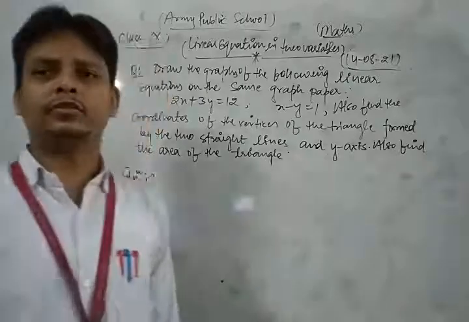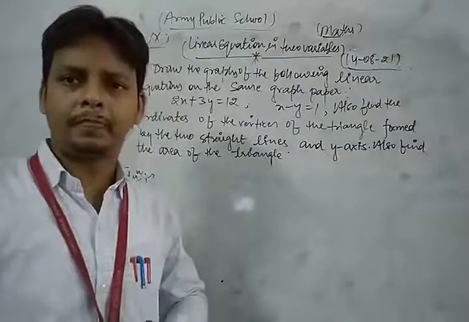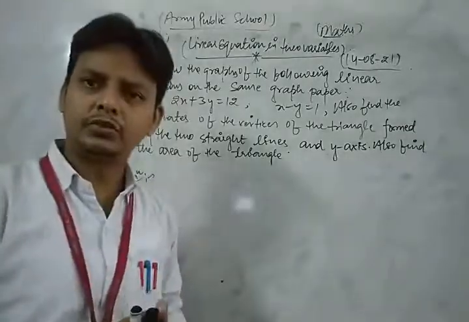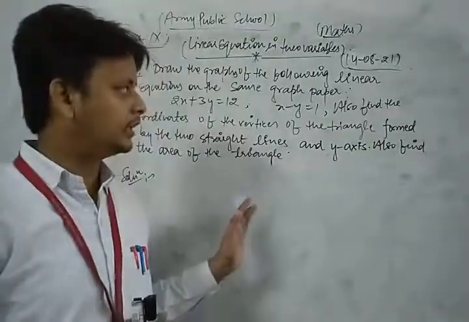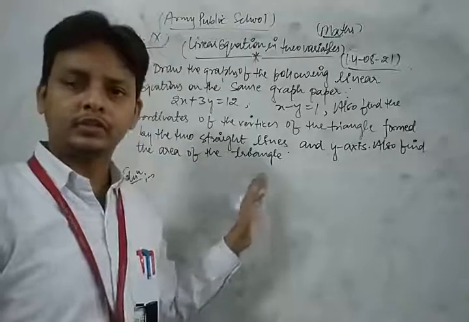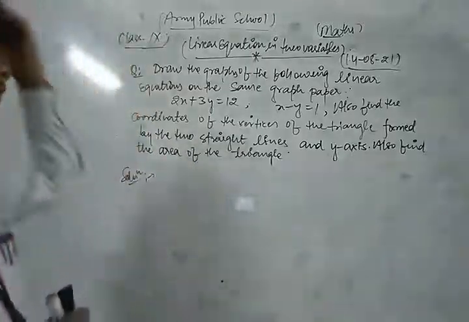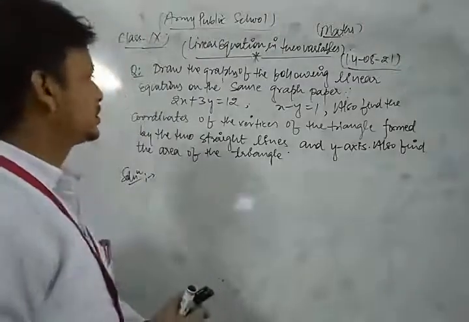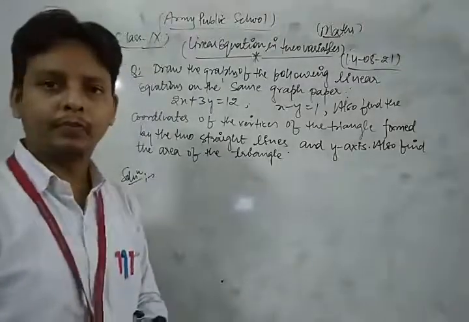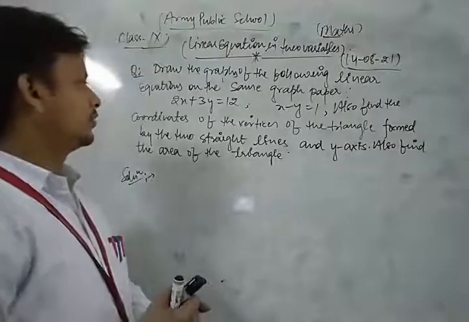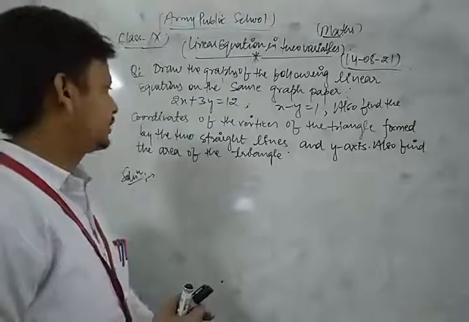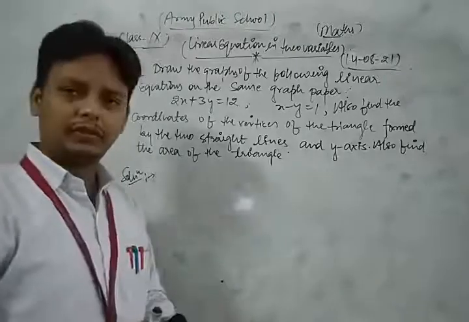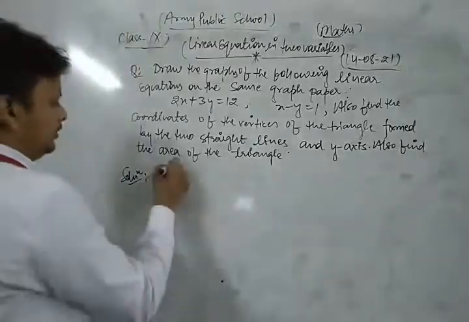Dear students, this is a very important question of your syllabus. So please, let's see this question and solve it very carefully. First of all, draw the graph of the following linear equations on the same graph. Also find the coordinates of the vertices of the triangle formed by the two straight lines and the y-axis. Also find the area of the triangle. So first of all, the given equations are these.